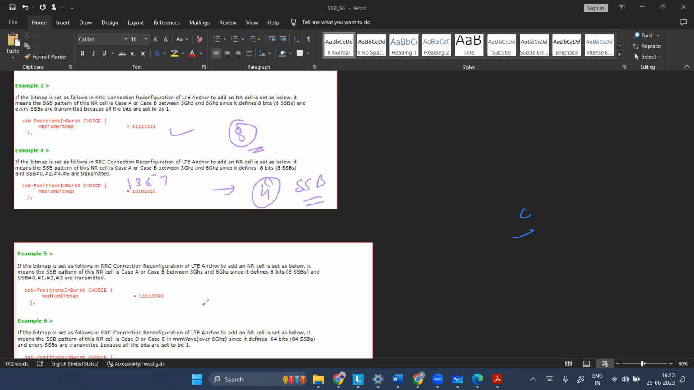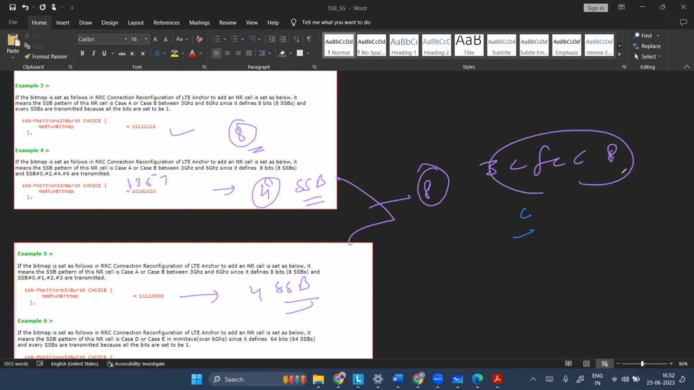Example 5 is a medium bitmap again. So 4 SSBs are transmitted out of 8 SSBs, right? And this is for your 3 to 6 or 7.125 gigahertz.